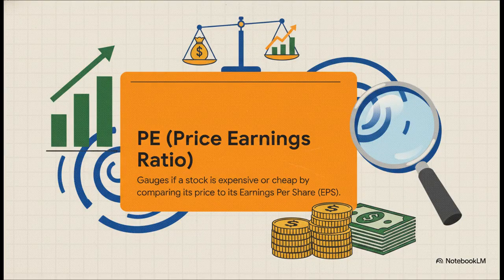And that brings us to the PE ratio. Now, according to our source, this is probably the single most important number for figuring out a stock's value. It gives you context by comparing the price to the company's profits. Now, generally, a lower PE might suggest a cheaper stock, but context is everything here. A fast-growing tech company is naturally going to have a much higher PE than, say, a stable utility company.